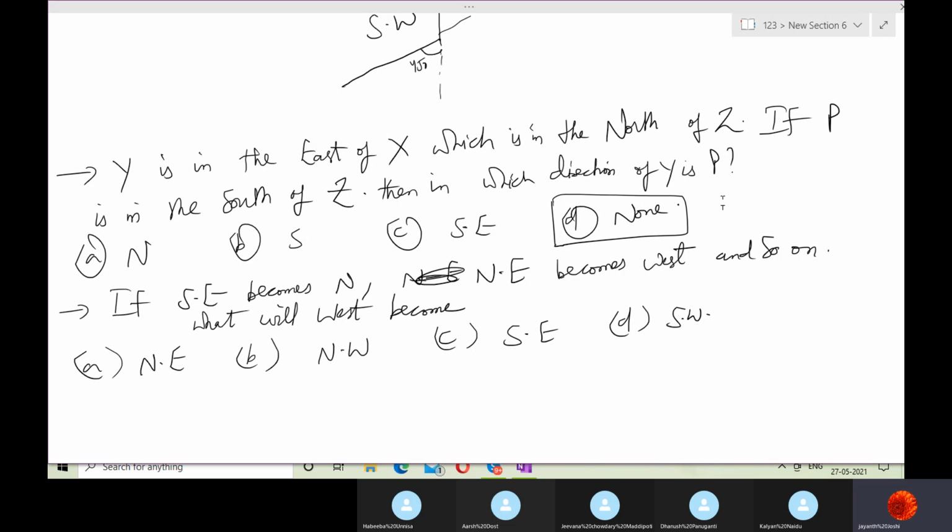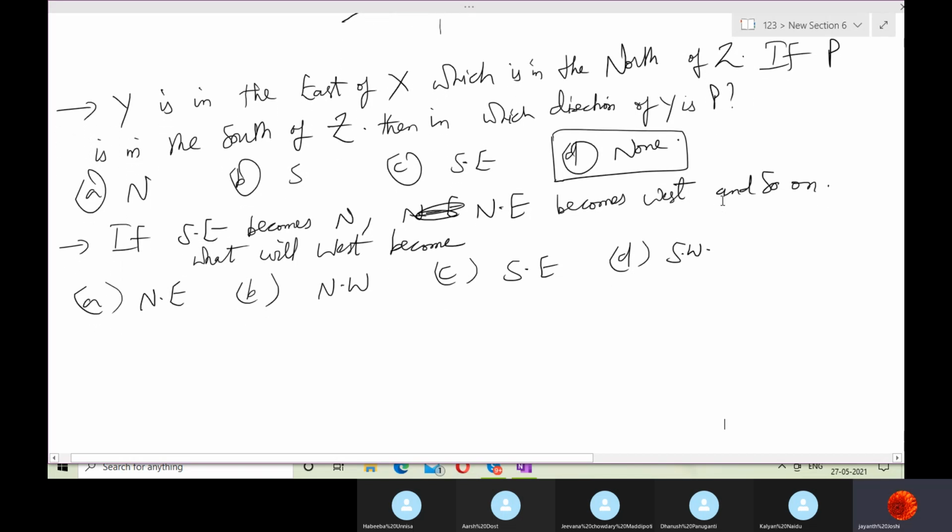Just follow. Let's do the first one. Okay. See, Y is in the east of X. So if I take X here, Y would be here, correct? Because Y is in the east of X, which is in the north of Z.